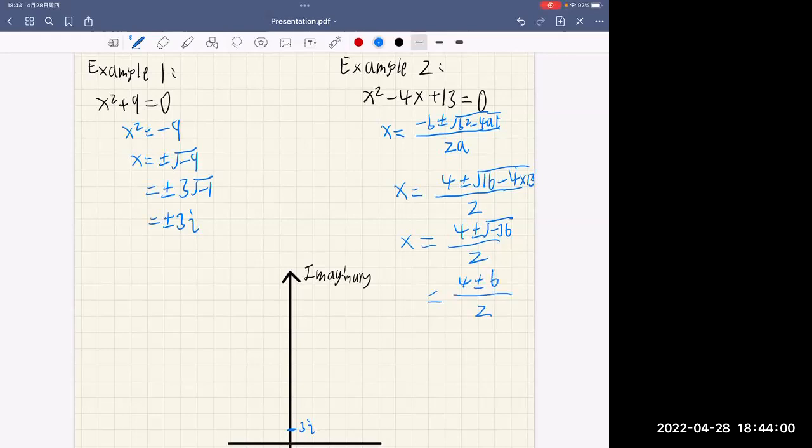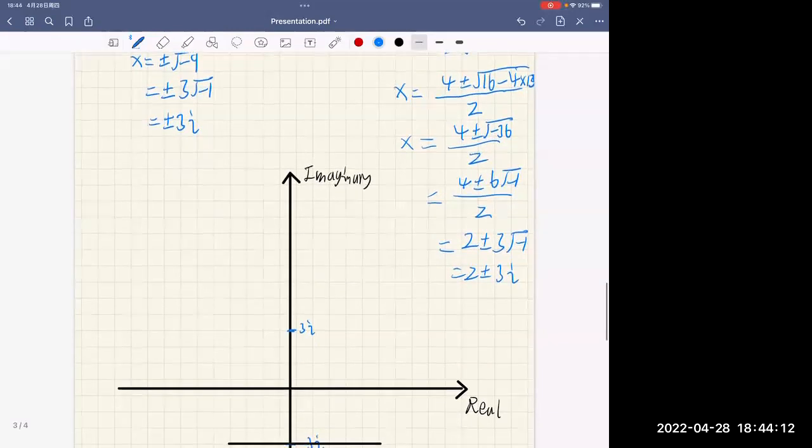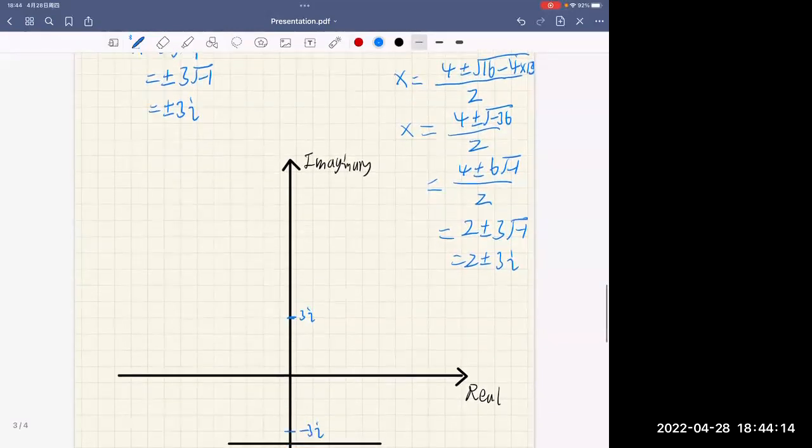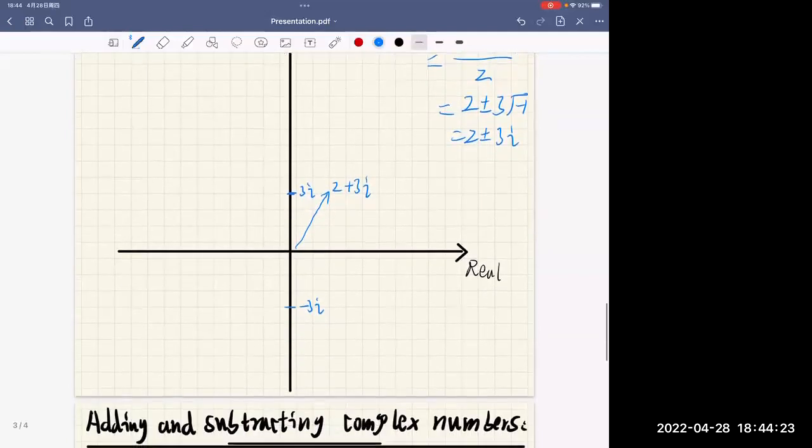Equals to 6 squared. So 6 times square root of -1 equals to 2 plus and minus 3 square root of -1 equals to 2 plus minus 3i, right? And we can plot this onto our graph. So 2 plus 3i is here, right? 2 plus 3i and 2 minus 3i is here. This is 2 minus 3i.